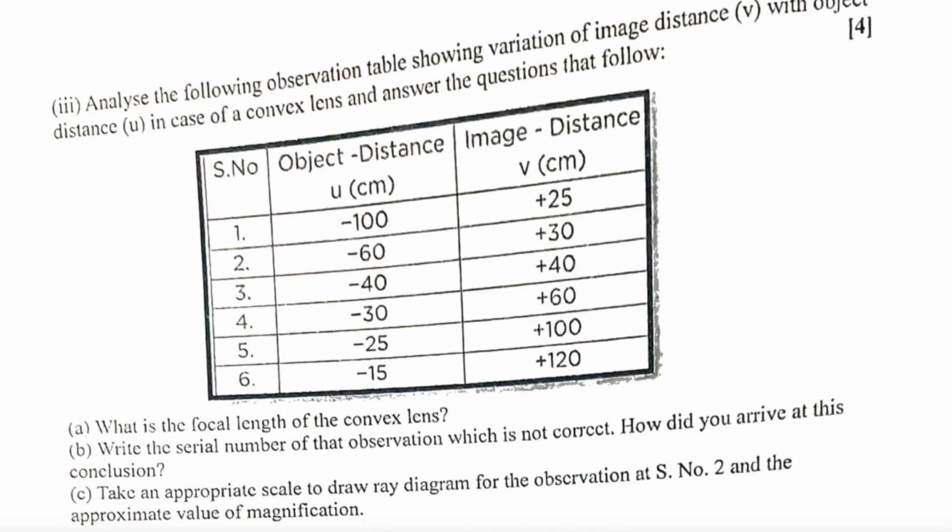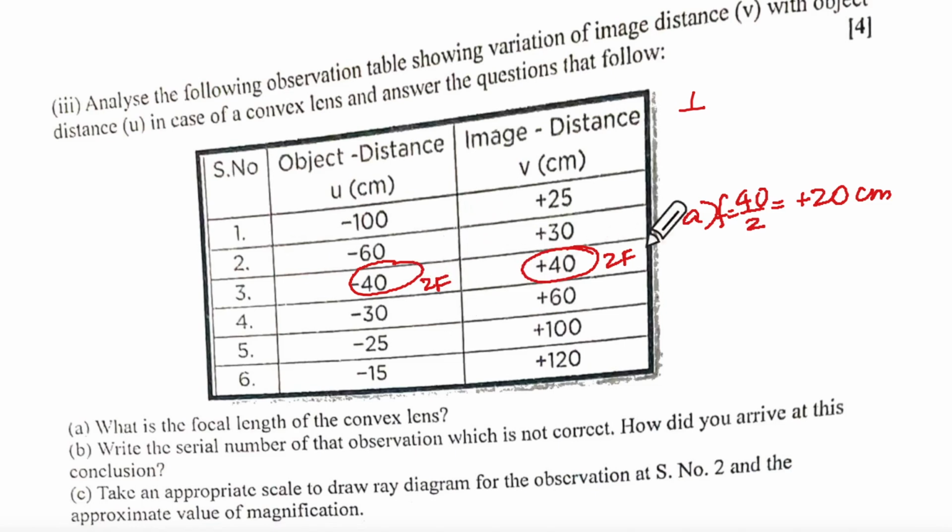What is the focal length of the convex lens? 40 centimeters. Can you see over here 40 and 40? That means it is 2f and 2f. So the focal length will be 40 upon 2, which is equal to 20 centimeter, and that will be plus. Correct? Yes. Write the serial number which is not correct.